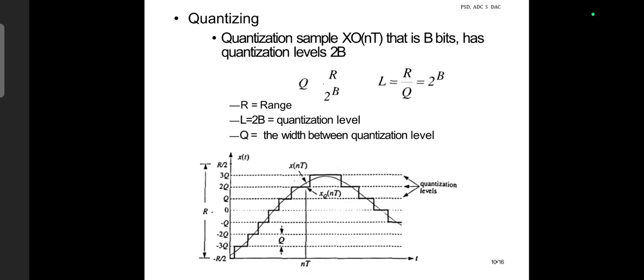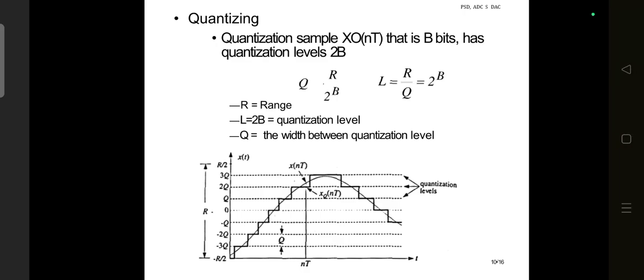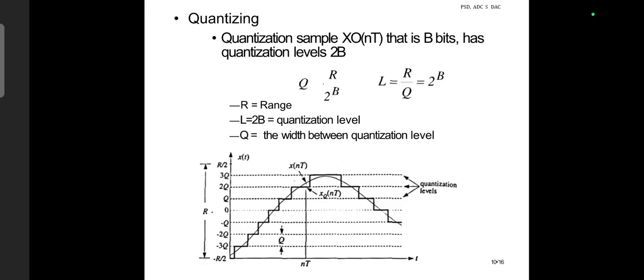So we'll discuss in detail about quantization in the next lecture. We'll summarize today's lecture on ADC, which converts analog to digital signal. There are three major stages: sampling, quantization, and coding. In this lecture we have concentrated on sampling. In the upcoming lecture we will concentrate on quantization and coding.